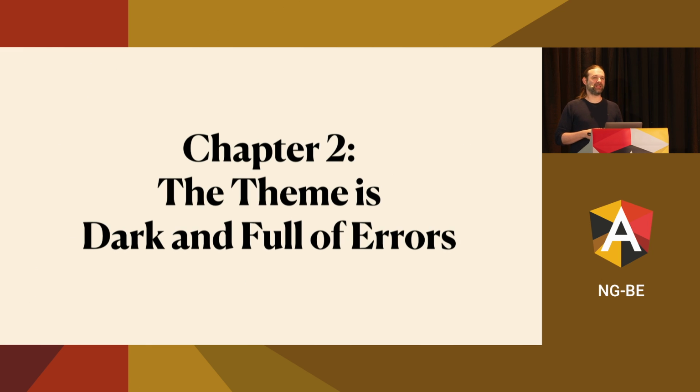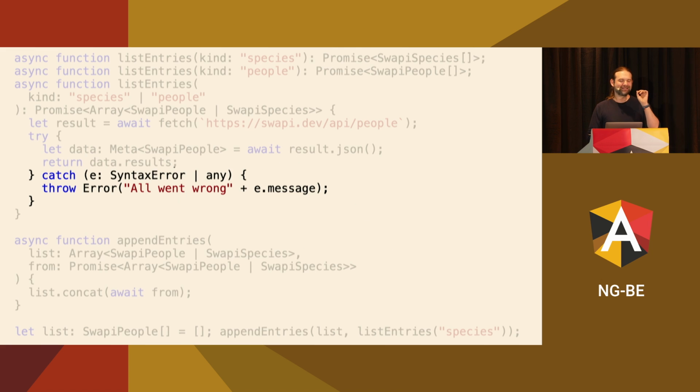The next problem: the theme is dark and full of errors. There was one line that caught our eye. This particular line where we are doing error handling. So we are catching for a syntax error. It's interesting. It's curious. You might ask yourself, what were the intentions of the developer to produce this particular line of code, which is a nice way of saying, what were they thinking?